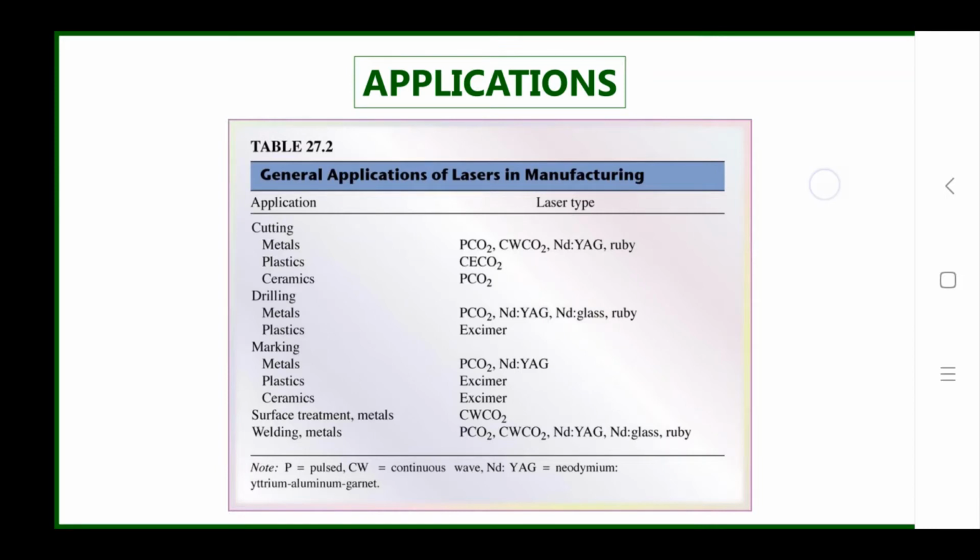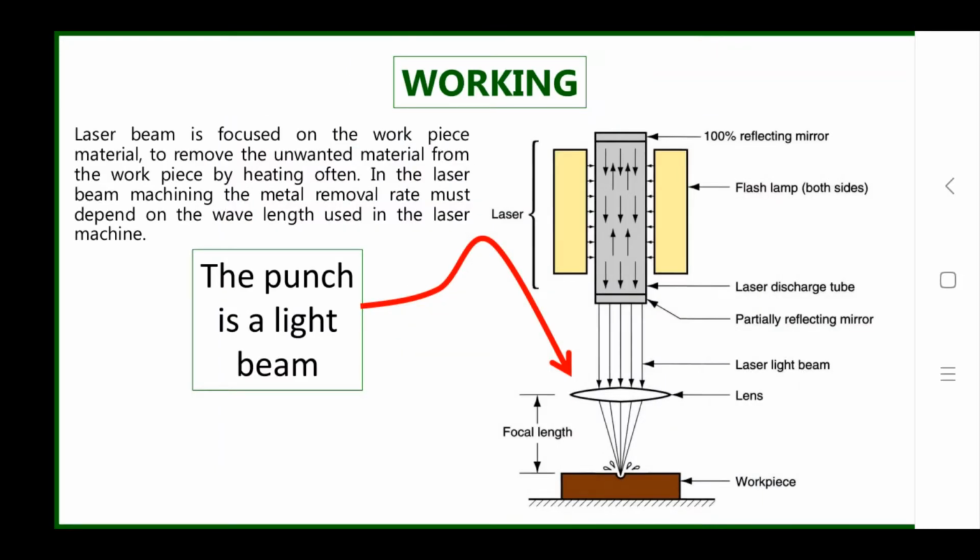Let us move to the working of laser beam machining. In this figure I have shown the schematic diagram of laser beam machining. So through this image you will get the working principle. In laser beam machining, the laser beam is focused on the workpiece material to remove the unwanted material from that workpiece. How will that material be removed? Using the thermal energy which hits the work material, and due to the vaporization the unwanted material is removed.